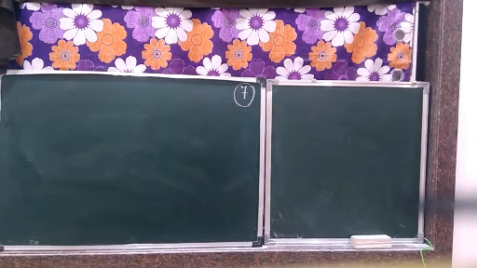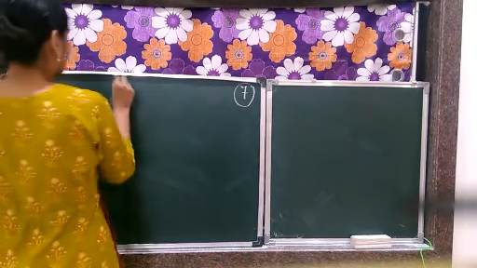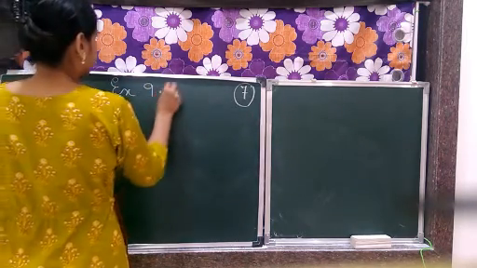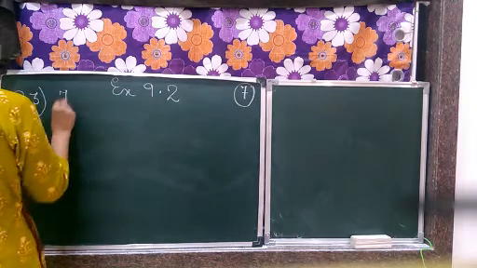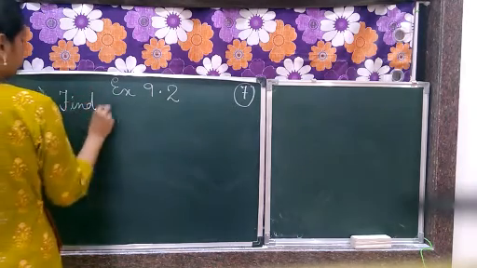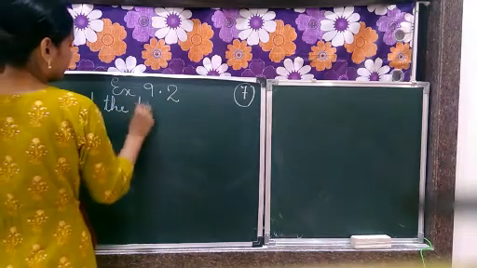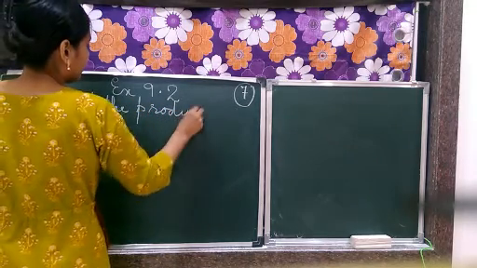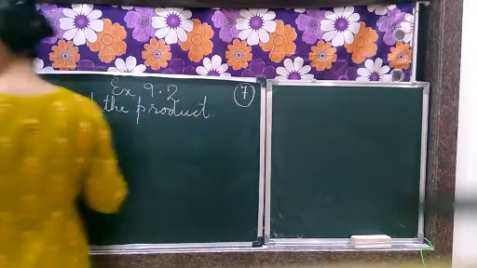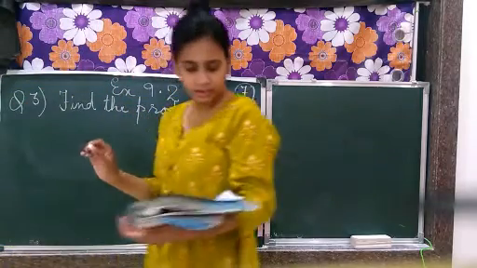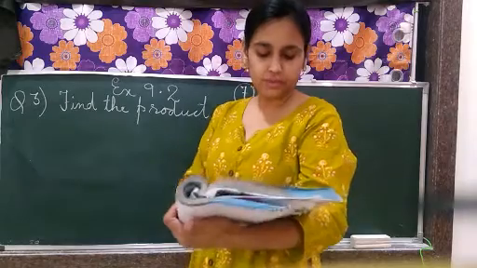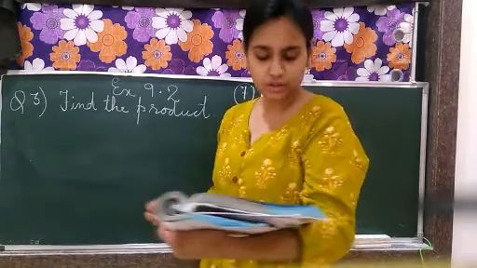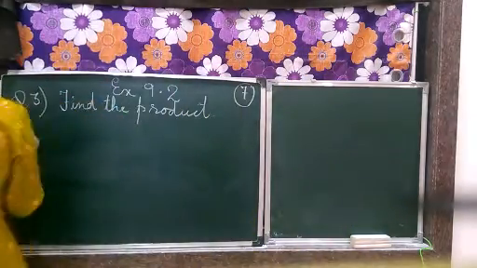Okay, children, we are starting exercise 9.2, question number 3, find the product. Today we completed question number 2, right? All 1 to 5. Now we are starting with question number 3, find the product means multiplication. So here we will multiply.